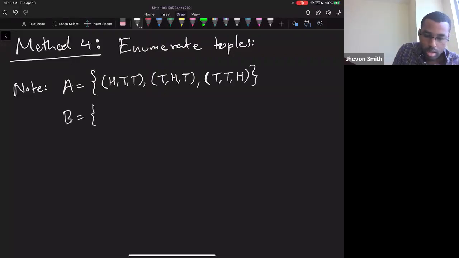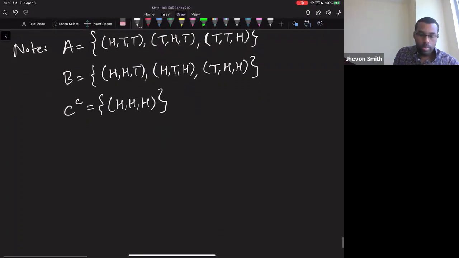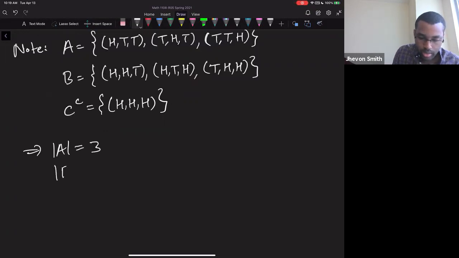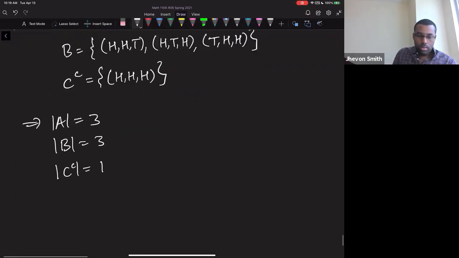B would be heads, heads, tails, or heads, tails, heads, or tail, heads, heads. C complement would be H, H, H. So you can realize that the size of A is 3, the size of B is 3, the size of C complement is 1.